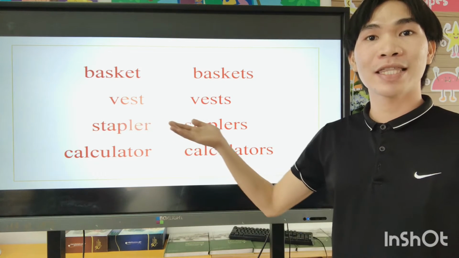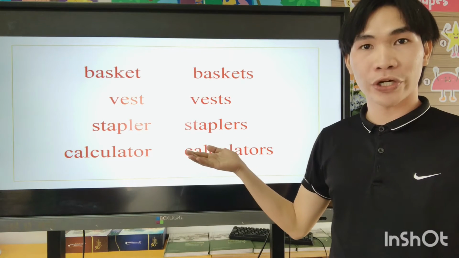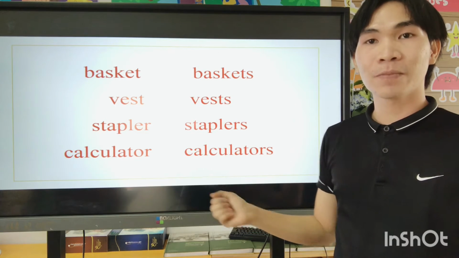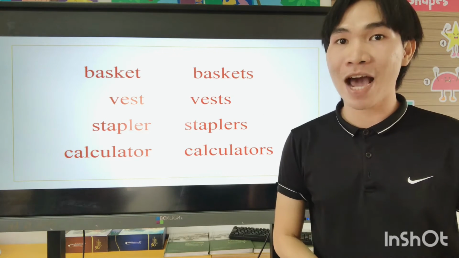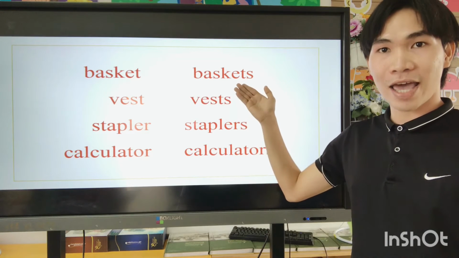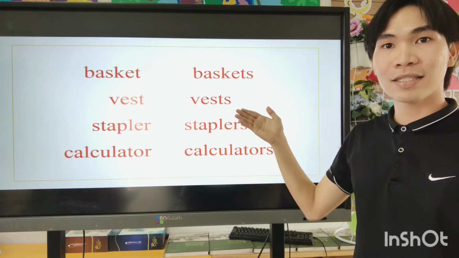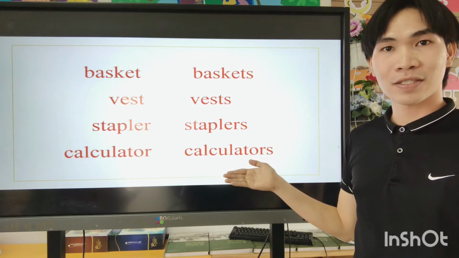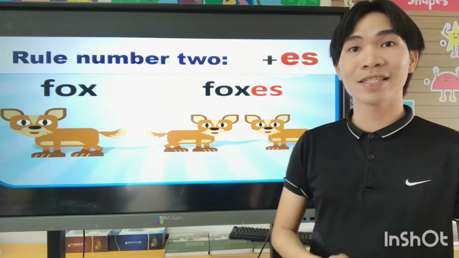As you can observe in our examples, this is singular and this is plural. They have the same exact words. It's just that in pluralization of nouns here, we just added s. So that is the first rule.